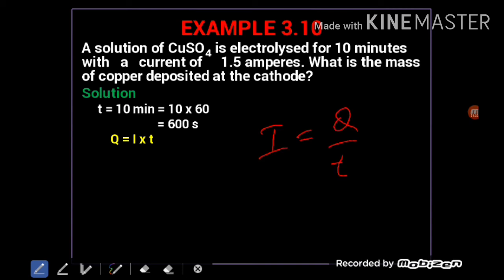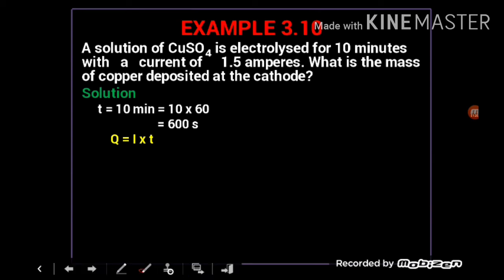So from this formula you can see very clearly that Q will be equal to I into T. After Q is equal to I into T, the value of I is given as 1.5 ampere, and the value of time is given as 600 seconds. So the answer will be 900 coulombs. This is the value of charge.